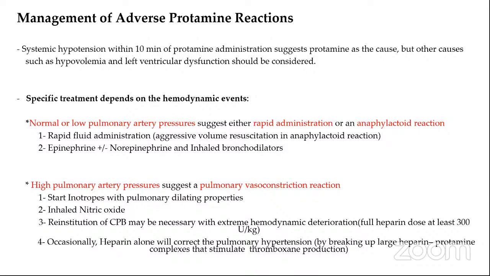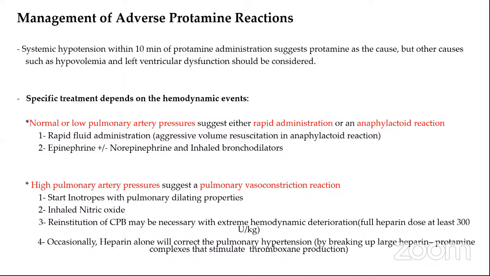No worries. So you can start inotropes, which support the RV, and the inotropes that you're going to start should have pulmonary dilating properties, like milrinone. So this is your first line because the problem is high pulmonary artery pressure and high PVR, and it leads to acute RV failure. So you need to support the RV. As we mentioned as well, you can consider inhaled nitric oxide.